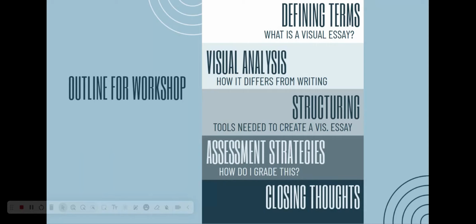To present an outline of how this workshop is going to go, first we're going to be defining our terms, talking about what is a visual essay, what constitutes this mode of writing. Then we're going to talk about visual analysis and how it differs from conventional writing. We're going to talk about structuring, what you need to make a visual essay. We're going to talk about how to grade this, how to assess this kind of writing, and then we're going to have some closing thoughts.